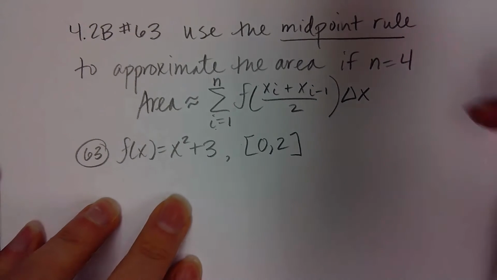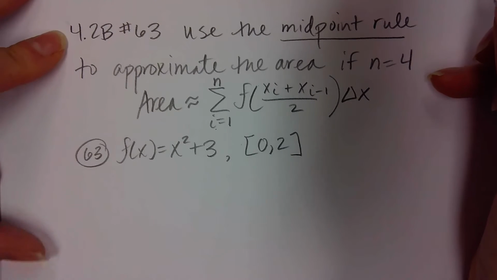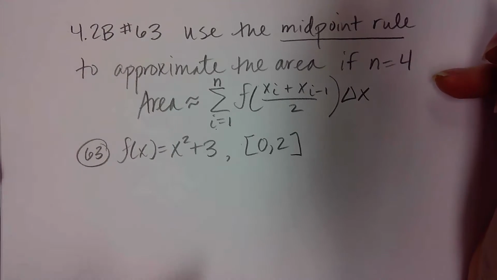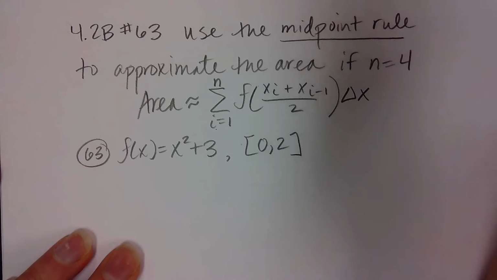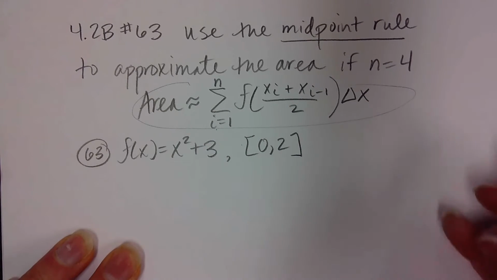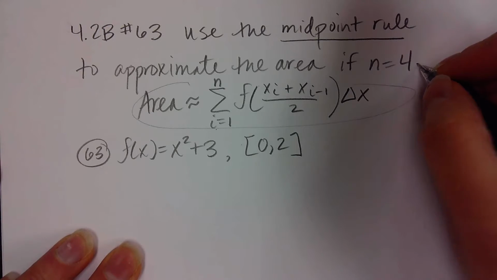So this is for calculus. We're looking at assignment 4-2B. That's our section. Problem number 63. And so this problem is asking us to use the midpoint rule, and they give us this crazy looking thing here to approximate the area of n equals 4.